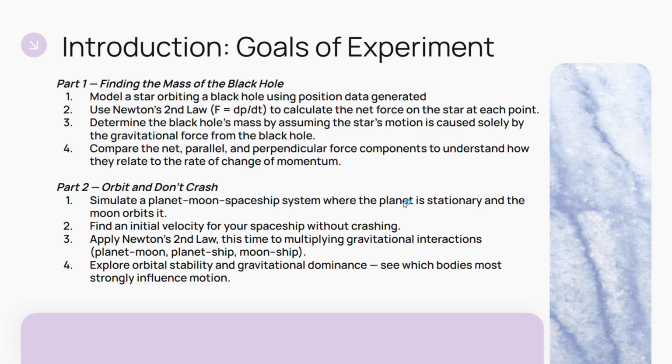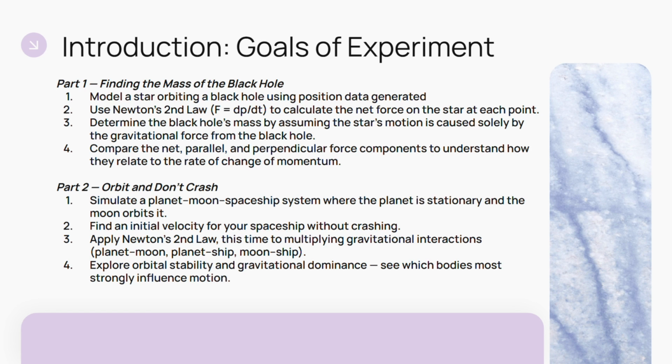So for the introduction, the goals of the experiment for part 1 was finding the mass of the black hole. So we modeled a star orbiting a black hole using position data generated through our emails. Then we used Newton's second law, F equals dp/dt, to calculate the net force on the star at each point. We determined the black hole's mass by assuming the star's motion is caused solely by the gravitational force from the black hole. And then we were able to compare the net, parallel, and perpendicular force components to understand how they relate to the rate of change of the momentum.